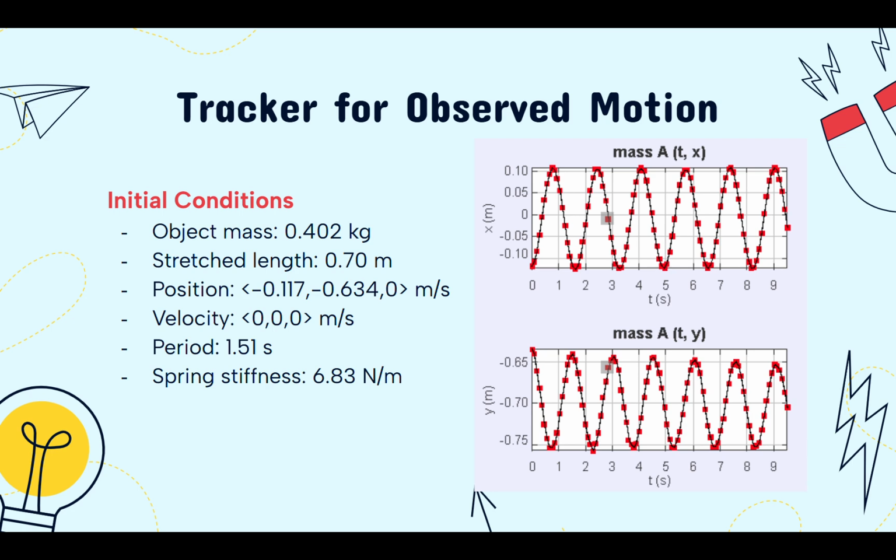The object had a mass of 0.402 kilograms, and a stretched spring length of 0.7 meters. The initial position was at negative 0.117 meters in the x direction and negative 0.634 meters in the y direction, and had a zero velocity. The period of the oscillation and the spring stiffness were provided in pre-lecture video number 52, with values of 1.51 seconds for the period and a spring stiffness of 6.83 newtons per meter.